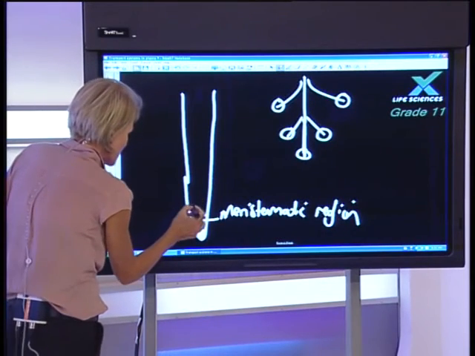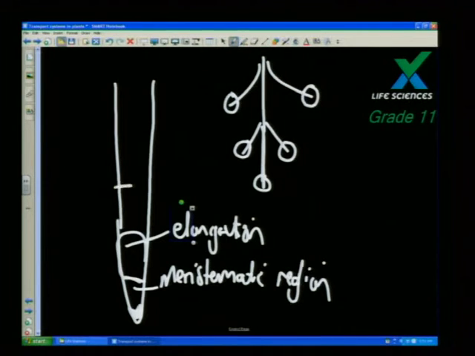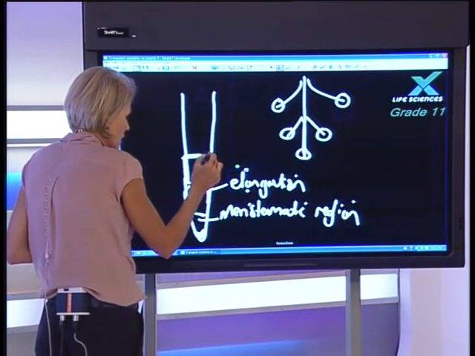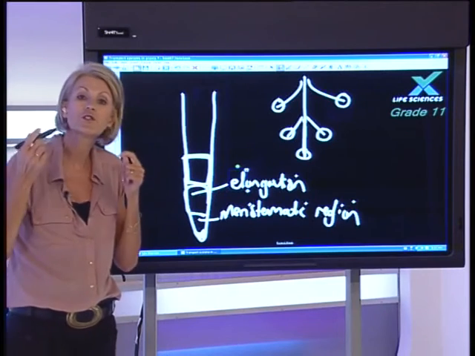And then just behind, you've got the region of elongation. So here you've made the new cells, and here your new cells are getting bigger. So I'm just going to put elongation here. All right, and then just behind that, you've got your region of differentiation. And that's where you're going to get your root hairs.